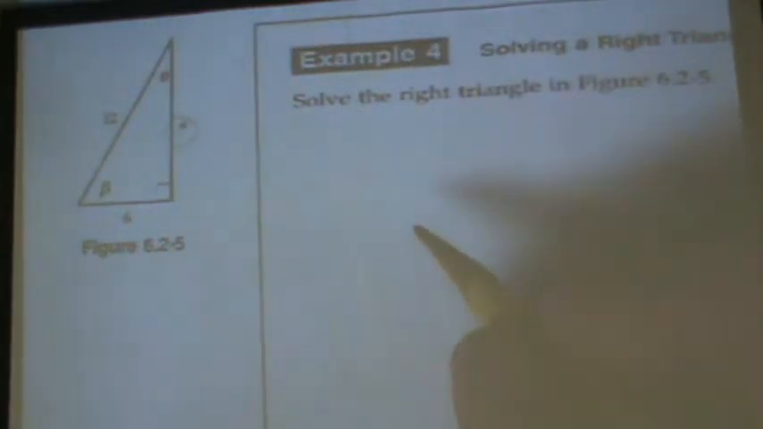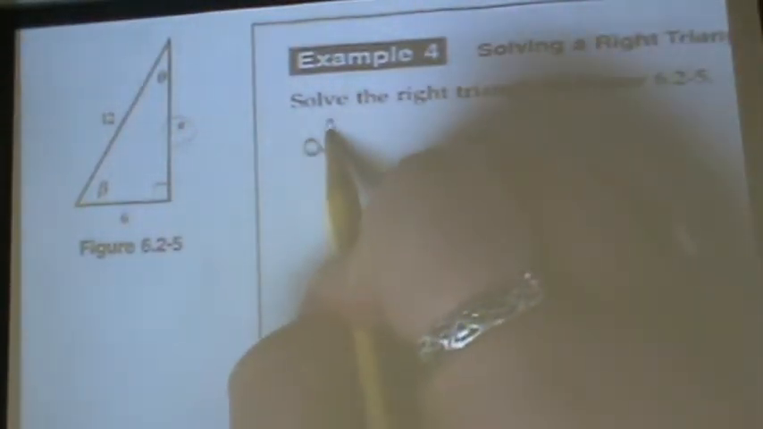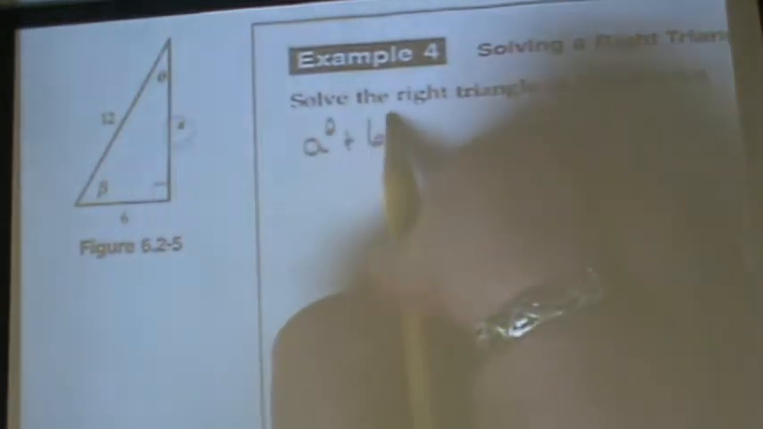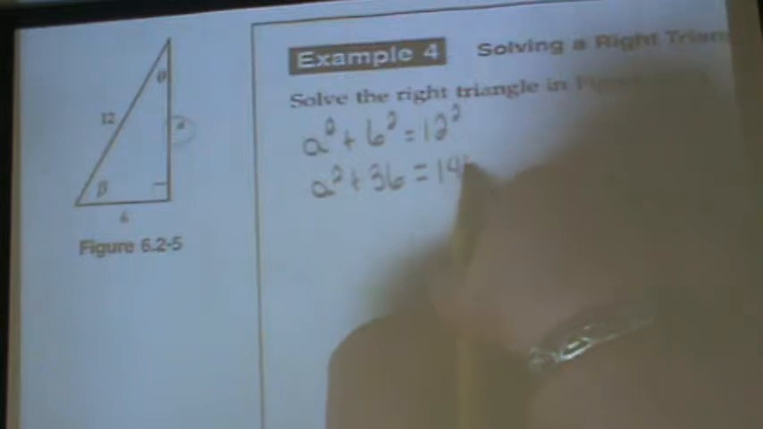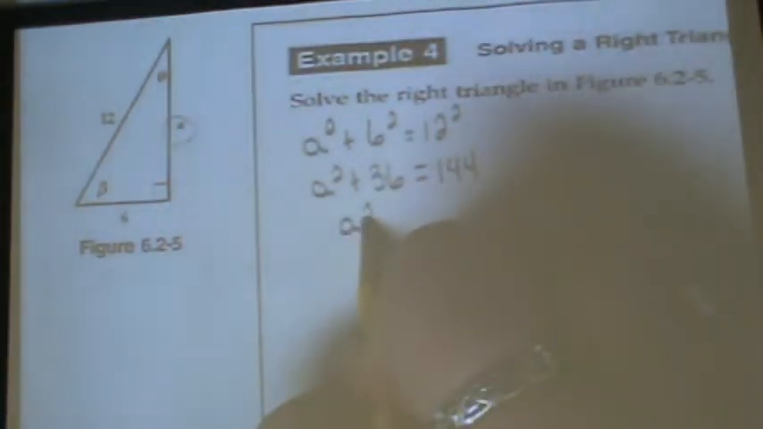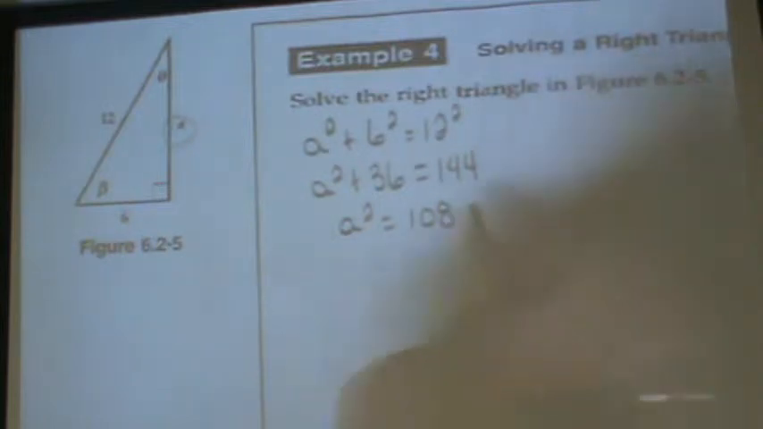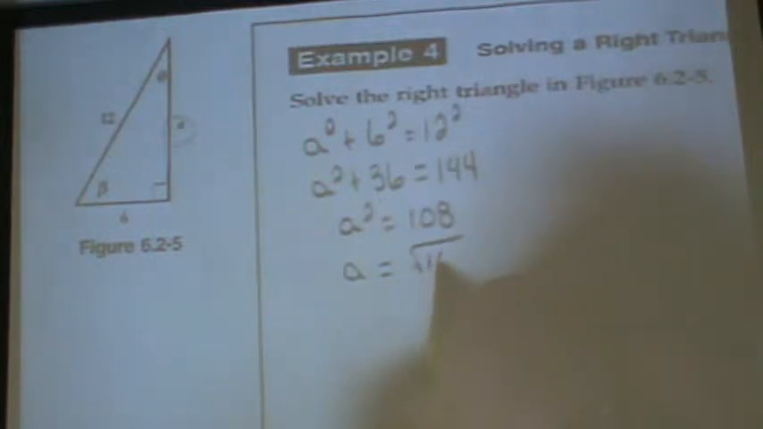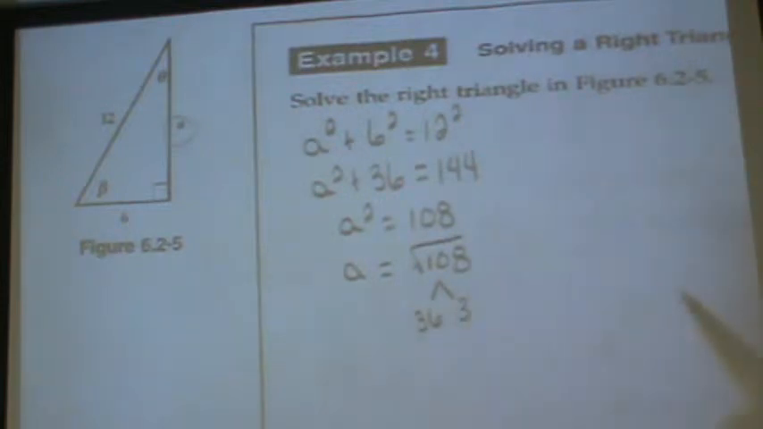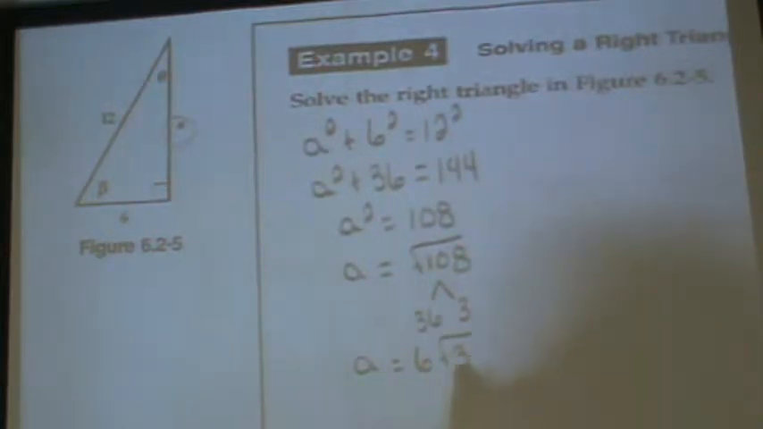So to find this third side, we're going to use the Pythagorean theorem. So we have a squared plus 6 squared equals 12 squared. So you get a squared plus 36 equals 144. So you get a squared equals 108. You're going to square root both sides, so you get the square root of 108. 108 can be factored as 36 and 3. So you end up with a equal to 6 square root of 3.